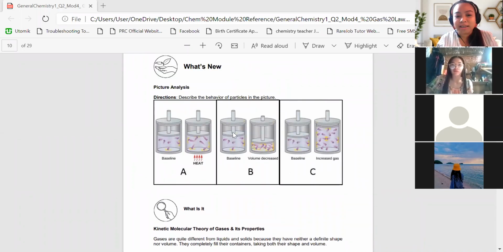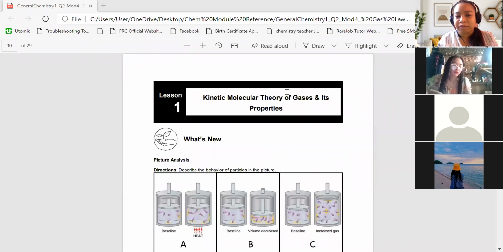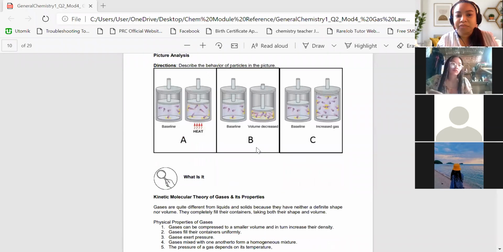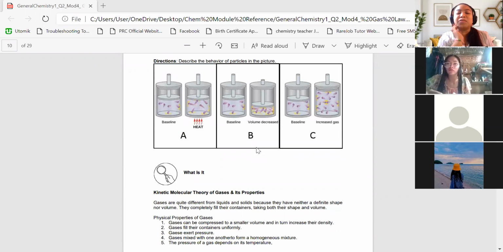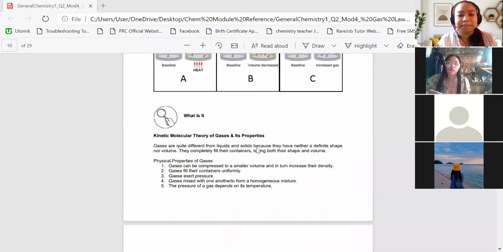This deals with, or these pictures show, how the molecules react when they are heated, when the volume differs, and when there is an increase in the number. So this talks about their behavior when there are differences in their properties.